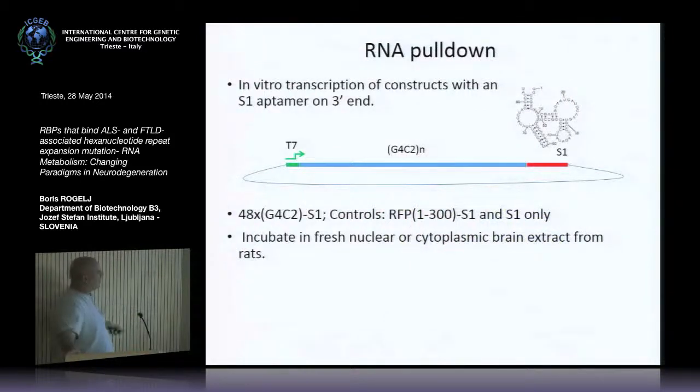So for our RNA pull-down, we went with a really long transcript. We made a 48-repeat RNA, which we in vitro transcribed, and we added an S1 aptamer, so it acts like biotin and will bind to streptavidin beads. For control, we used the first 300 nucleotides of RFP, also bound to the S1 aptamer, and S1 aptamer only. The other thing that we paid attention to was to incubate in fresh nuclear and cytoplasmic extracts.